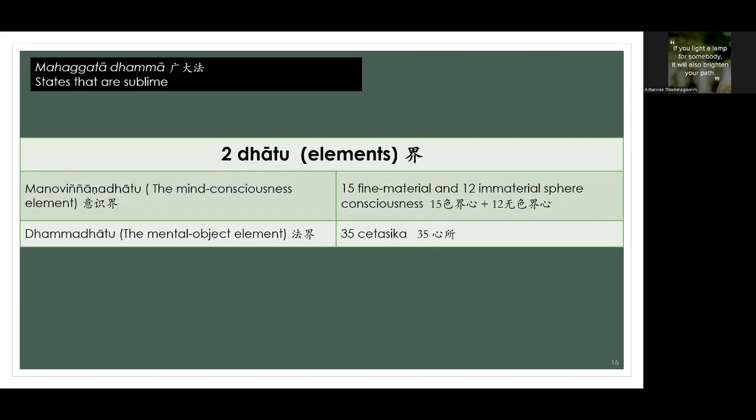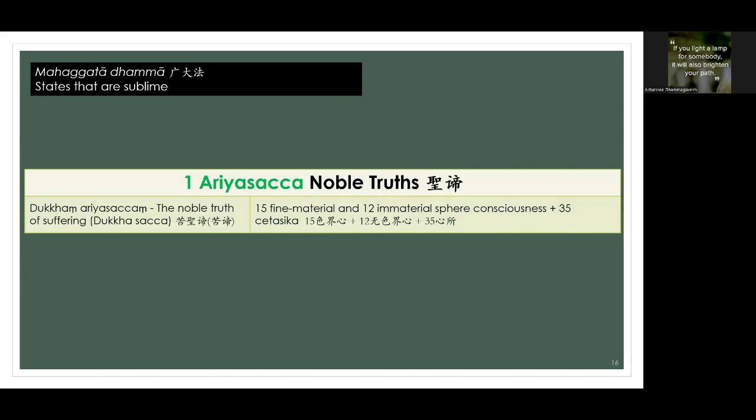Similarly, we get 2 dhātu. The 15 rupavachara and 12 arupavachara chitta are classified under mano vijnana dhātu, the mind consciousness element, and the 35 cetasika are classified under dhamma dhātu, the mental object element. We get only 1 ariya sacca.